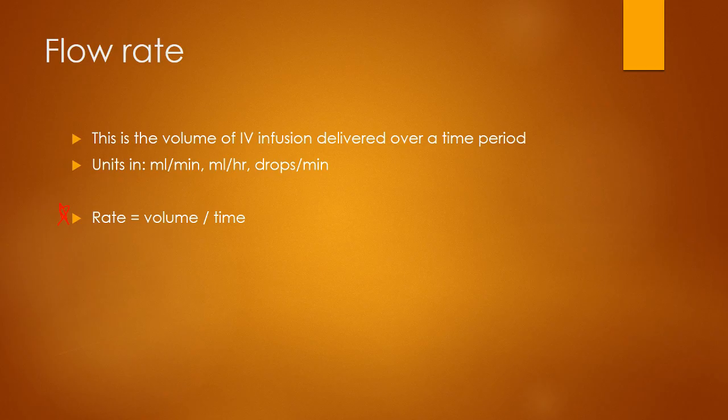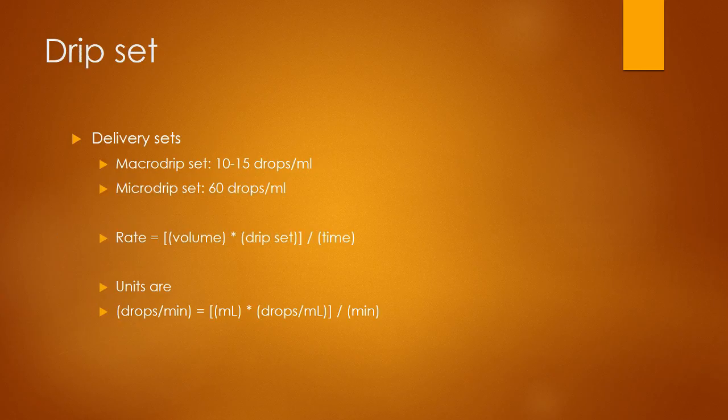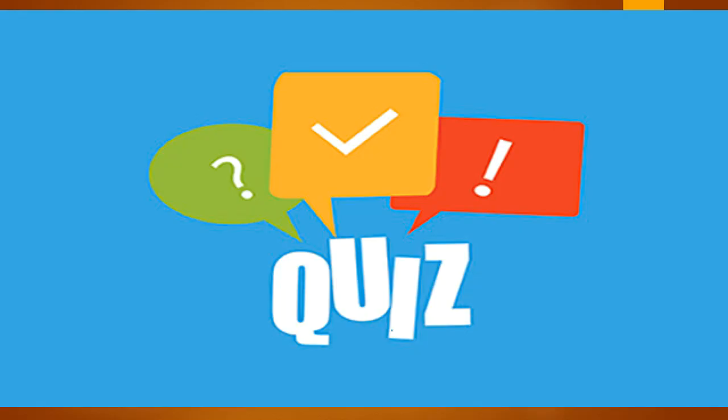A flow rate is the volume of an IV infusion delivered over a period of time. The units are in mLs per minute, mLs per hour, or drops per minute. So an equation you can remember is rate equals volume divided by time. A drip set, or delivery set, can be of two types: a macro drip set, which is 10 to 15 drops per mL, or a micro drip set, which is 60 drops per mL. The units for this formula are given, so rate is in drops per minute, volume is in mL, drip set is drops per mL, and time is in minutes.